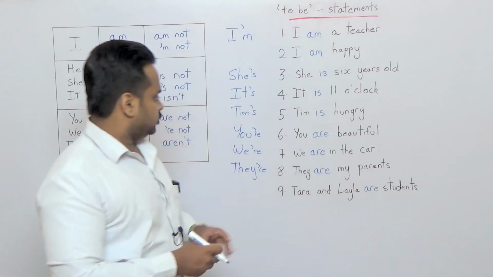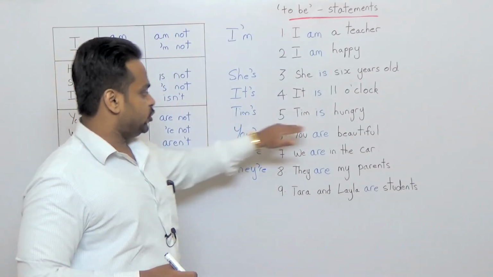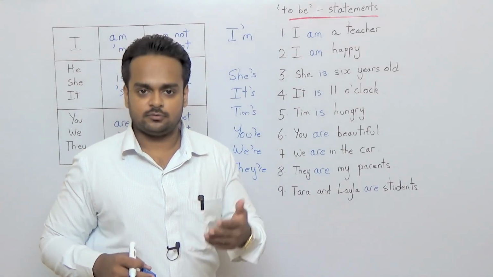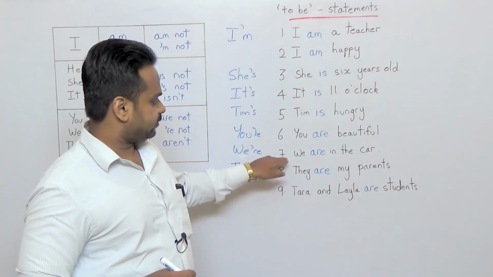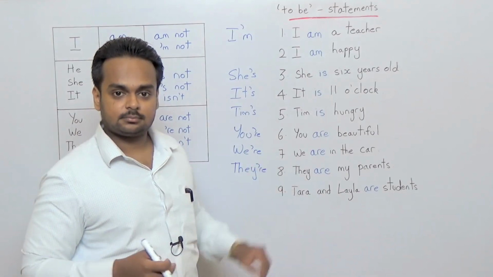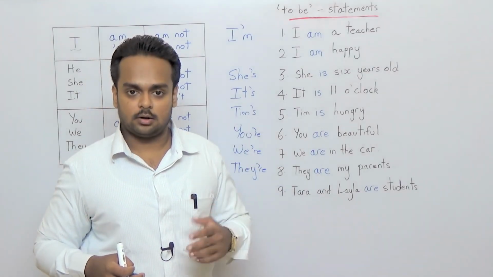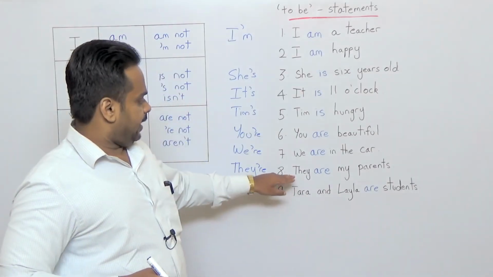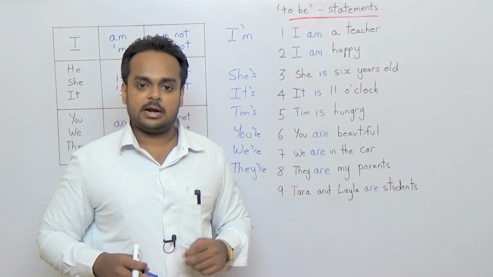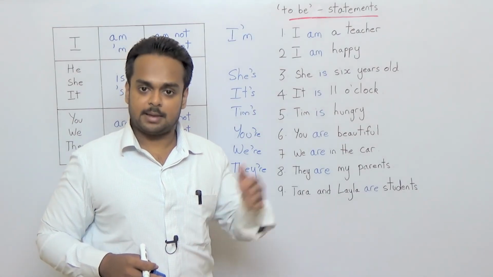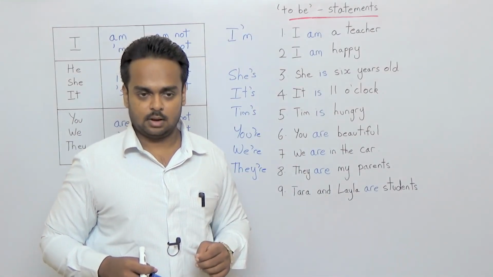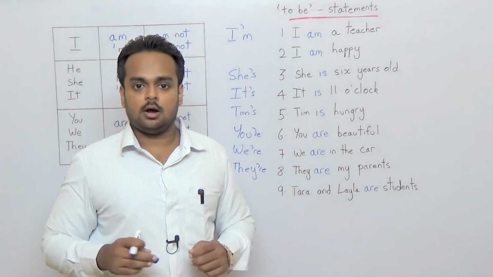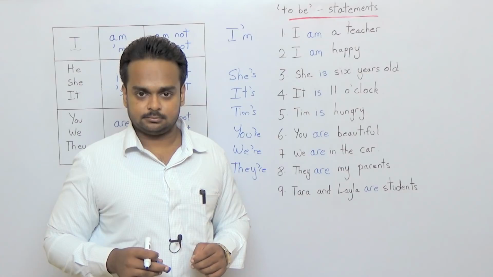So this example would be, you're beautiful. You're beautiful. What about this? Can you say it? We're in the car. And this example would be, they're my parents. They're my parents. For the final example, remember, we're going to say it in full. Tara and Layla are students.